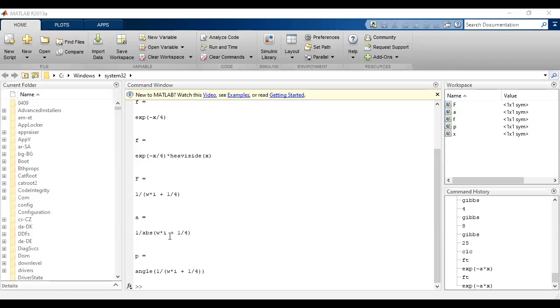This expression, whatever capital F is there, 1 by a plus j omega, a is 1 by 4. This capital F, you need to do the theoretical calculations. So this is all about Fourier transform. Many applications, spectrum analysis in communication, we use this Fourier transform. The keyword FFT you will be studying in detail in your digital signal processing subject. Here we have used Fourier as a keyword to find the Fourier transform.